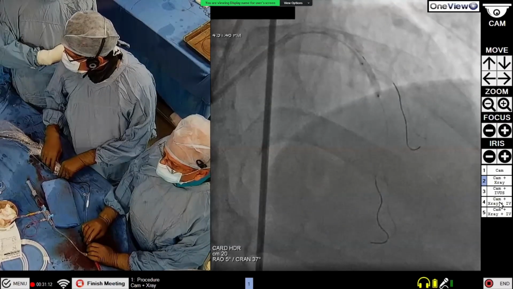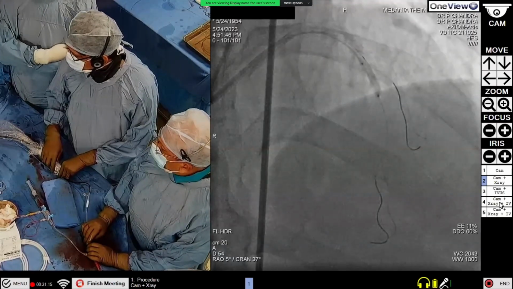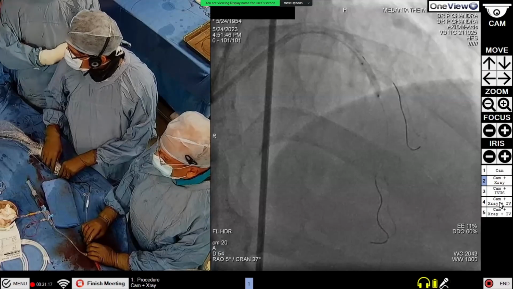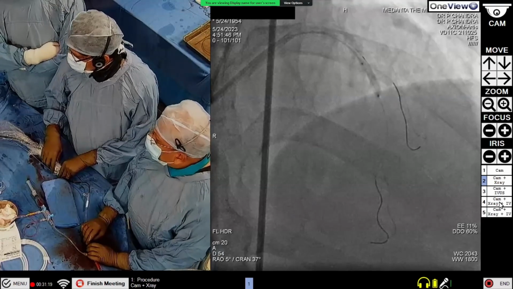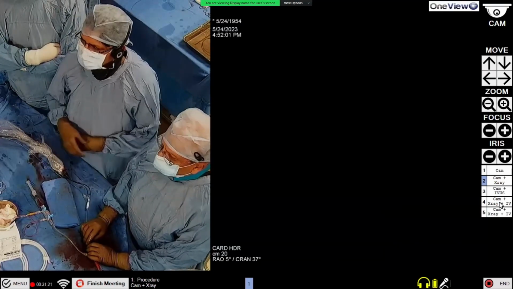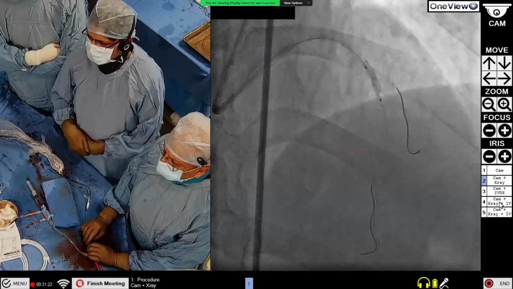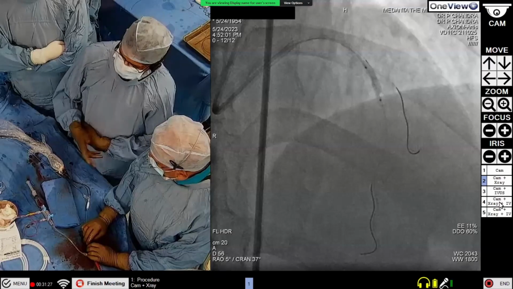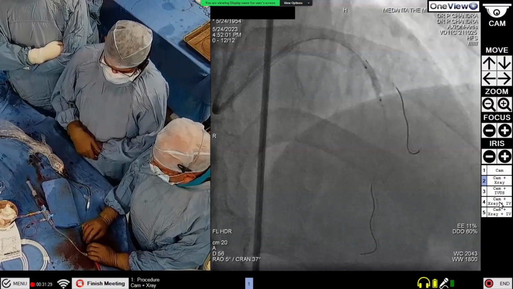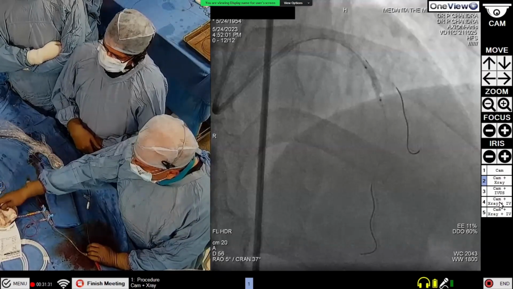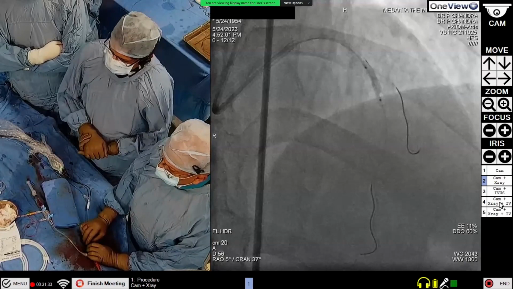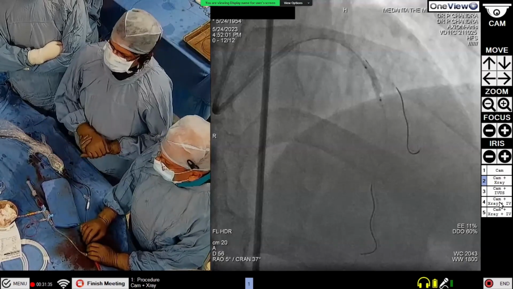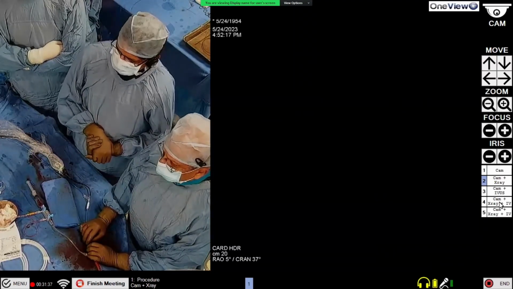19, 18, 17, 16, 15, 14, 13, 12, 11. Stop. Deflate. So that's why this time we have kept an FFR wire in the LAD, although some people may not keep it. If the flow is good, you can still leave it. But FFR will give us an endpoint: if the FFR value is good, you know 100% sure the flow is good and chances of thrombosis are very less.